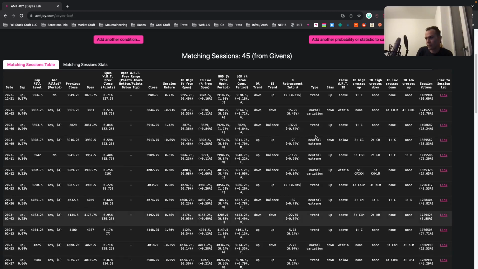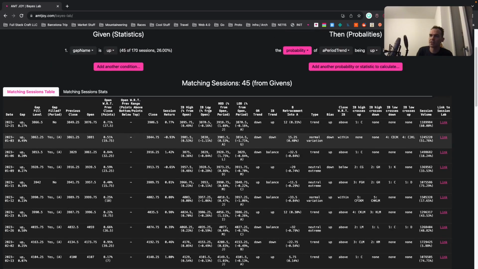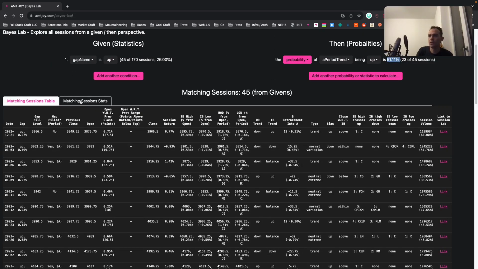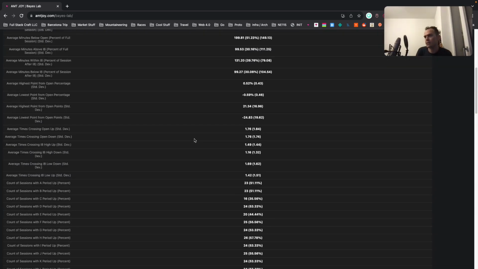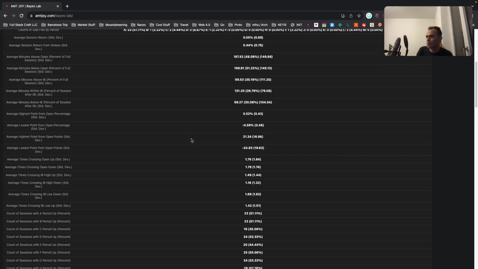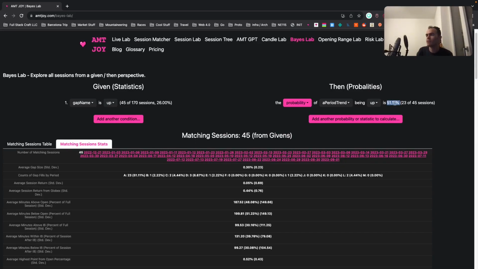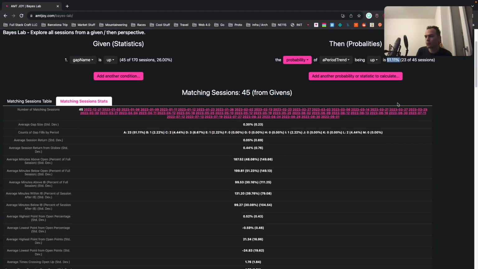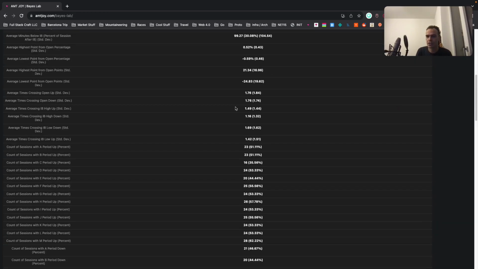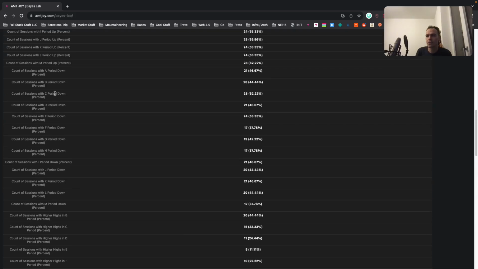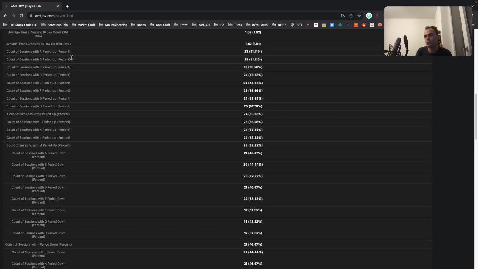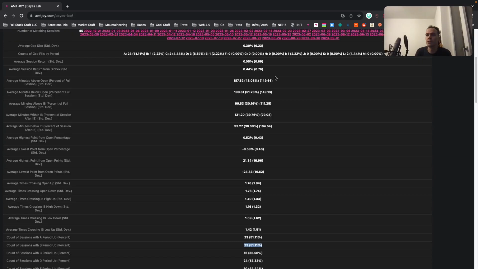And then of course, this is the same table as in the session matcher. We have the table and also the averages of all those matching stats. So maybe I say, okay, I'm going to assume this slightly above 50% is an edge, but then what's the continuation in B period? You could look for all these matching sessions with, let's see, count of sessions with B period up as well. That's also 51%. So it's quite interesting, right?